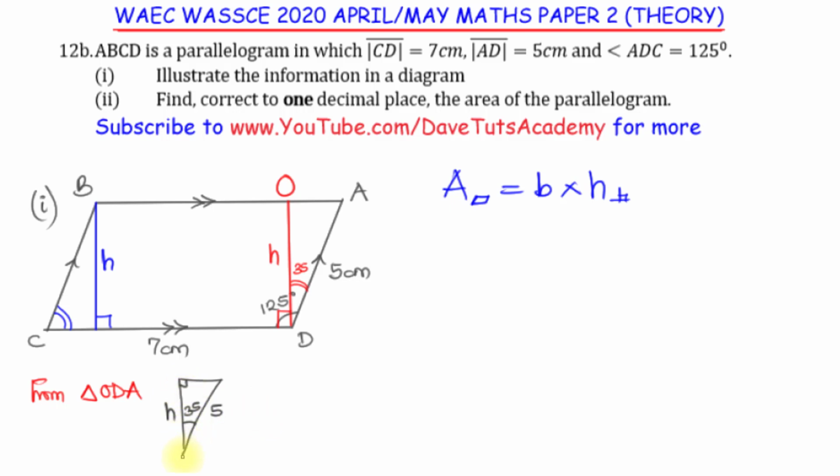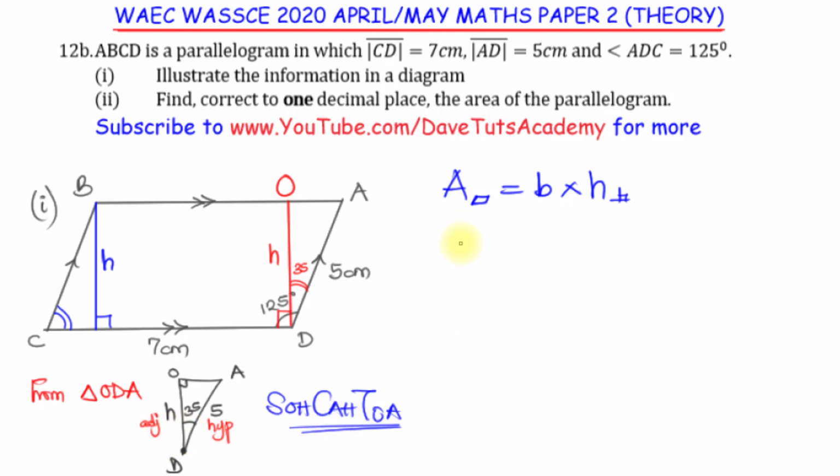Now, this is the angle that I'm considering at D, 35. This is O, this is A. This 5 will happen to be the hypotenuse, because it's the side facing the right angle and it's also the longest side. And then H is the adjacent. So, my question is, what is the formula relating the adjacent and the hypotenuse for a right angle triangle? Recall, we are going to make use of SOHCAHTOA.